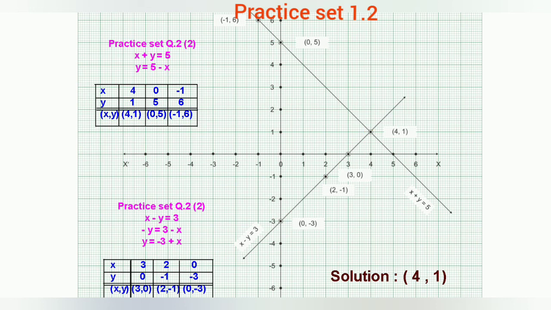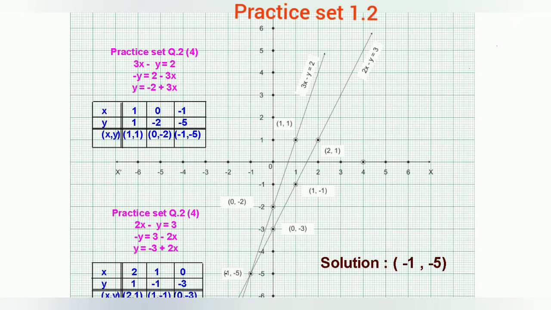And the next one is x minus y equal to 3. Again convert it into the form y equal to. So for these three values of x, 3, 2, 0, after substituting one by one, these are the values of y: 0, minus 1 and minus 3. All these values we can plot on graph paper to get the graph of x minus y equal to 3. And here this 4, 1 is the common point, which means the solution of the given example is 4, 1.